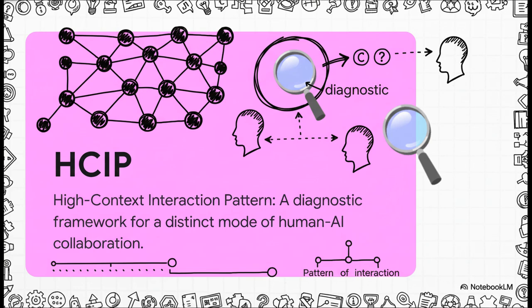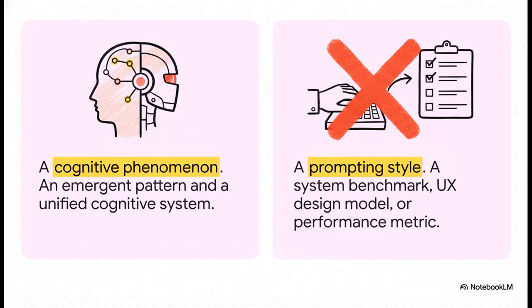Okay, here's the key idea you need to grab onto. HCIP is a diagnostic framework. Now, just think about that for a second. This isn't a blueprint for building a new AI. It's more like a lens, a way for us to recognize a specific, super high-level pattern of interaction when it actually happens.